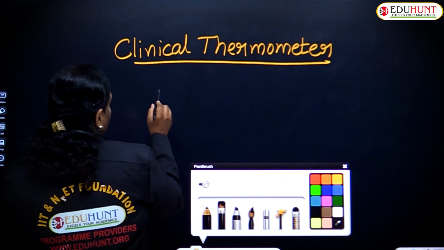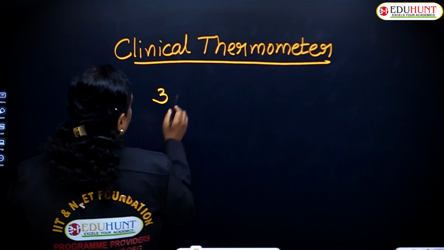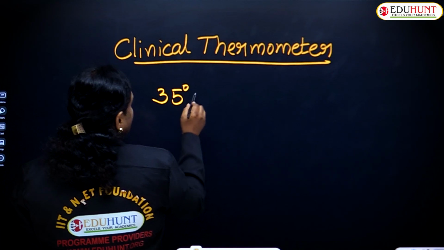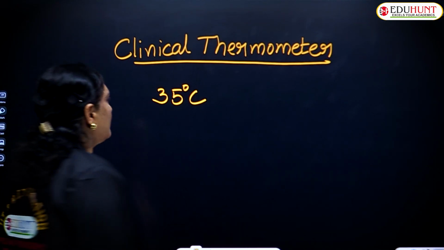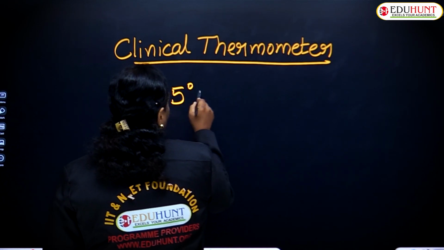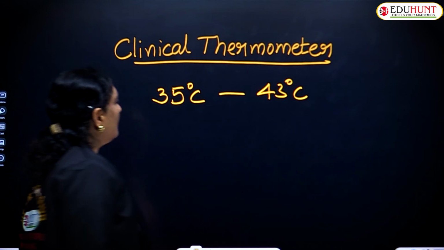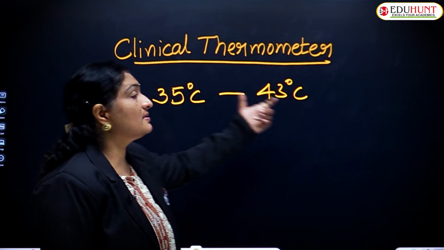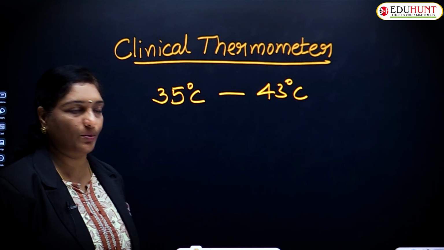On the clinical thermometer, the lowest marking will be 35 degrees Celsius, whereas the highest marking would be 43 degrees Celsius. So what is its range, children? It starts from 35 degrees Celsius to 43 degrees Celsius. This is the range of the clinical thermometer.